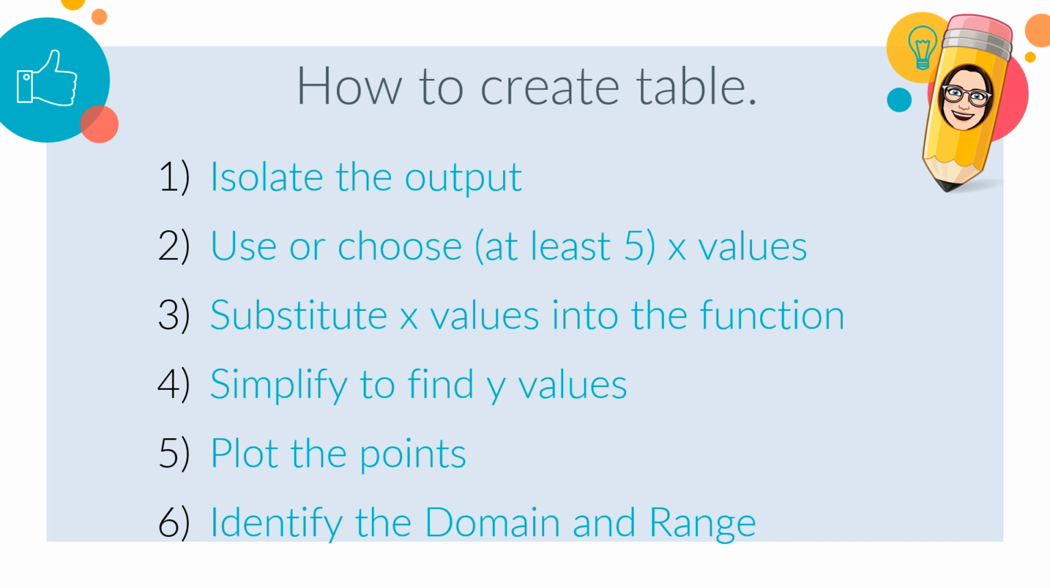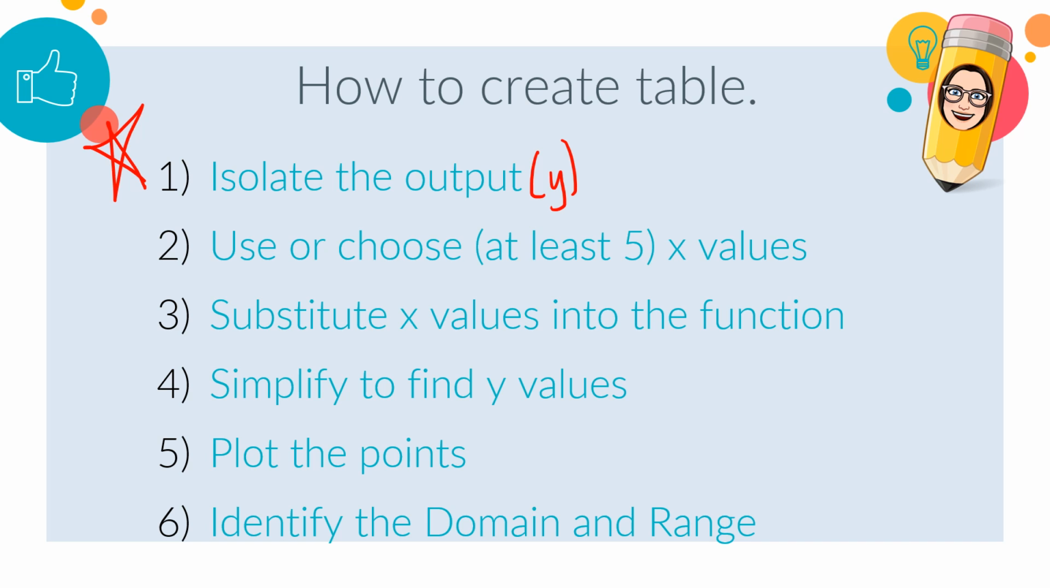Let's go over some steps. It's up to you if you want to write these down nearby in your notes. The first thing we have to do on some of our functions is isolate the output, or the y. We need to find out what's our rule. We're going to use or choose at least 5 x values. A lot of times we're going to start off by giving those to you.